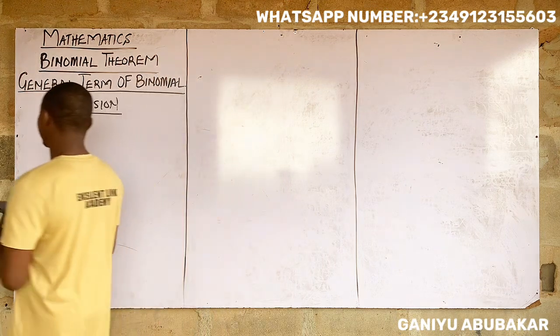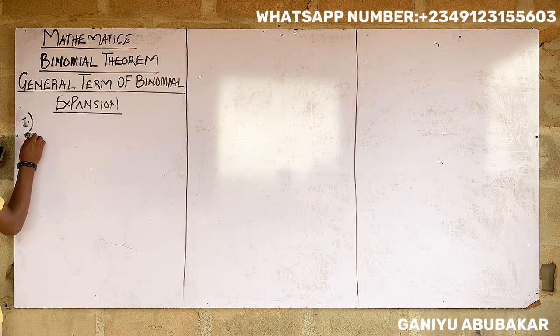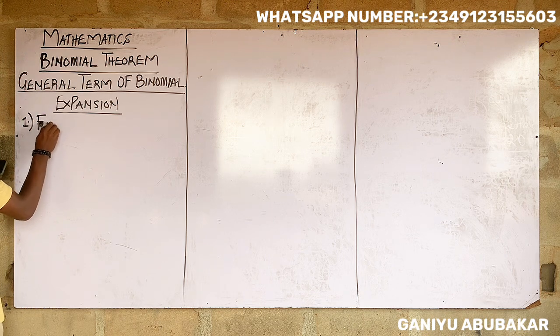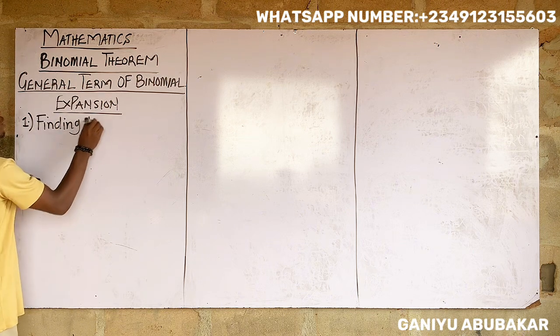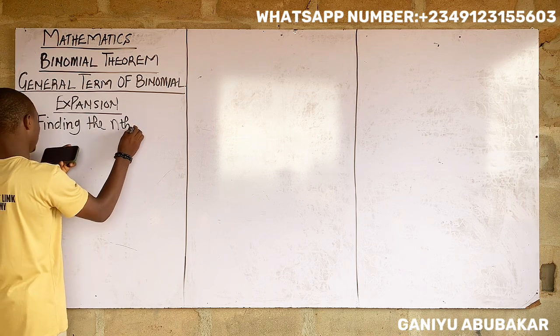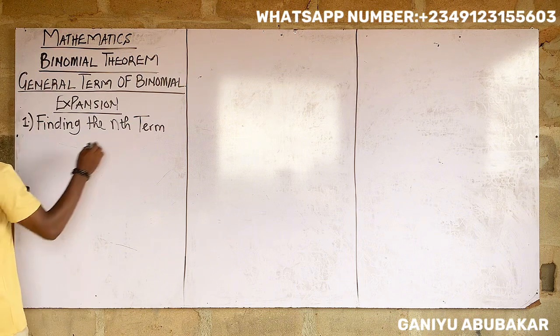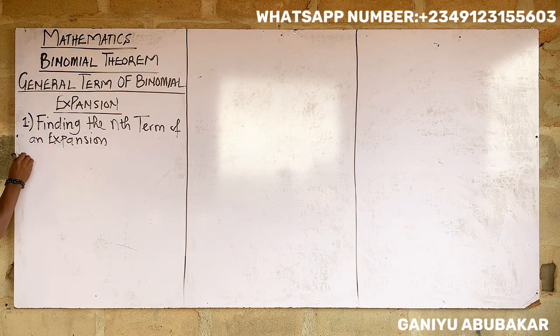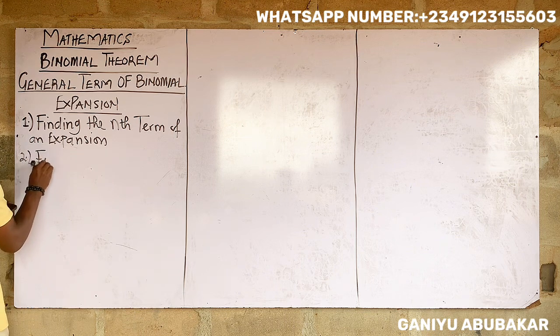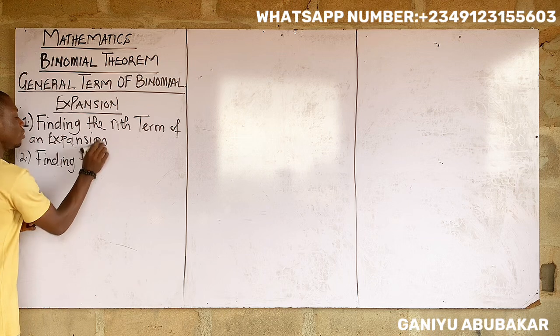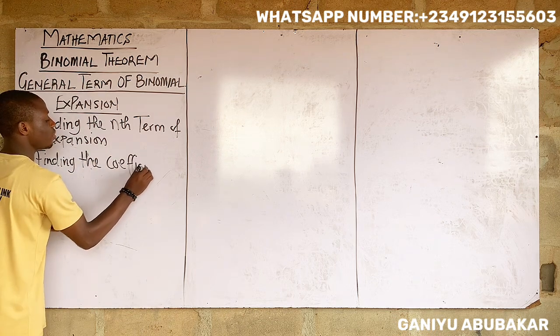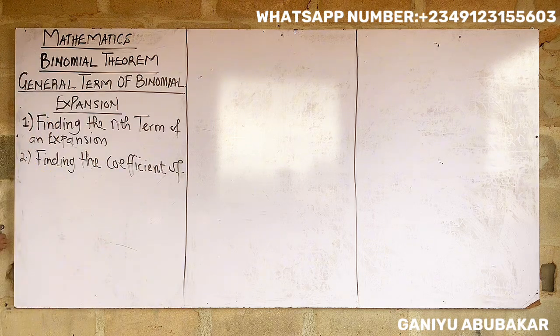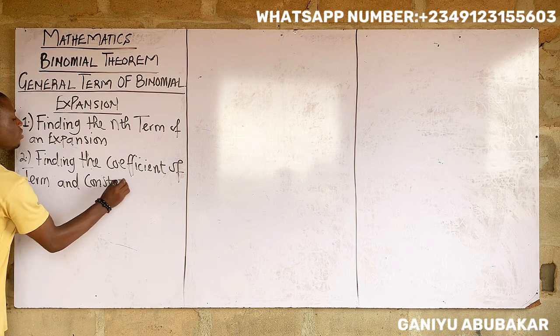Number one is how to find the nth term of an expansion, and the second one is simply finding the coefficient of terms and constant term.